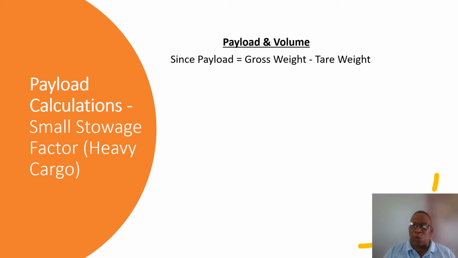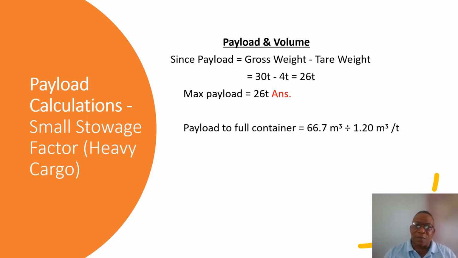Again, we know that payload is the gross weight minus the tare weight. This time for the 40 foot, it's 30 tons minus 4 tons, which gives us 26 tons. So the maximum payload of this 40 foot container is 26 tons.